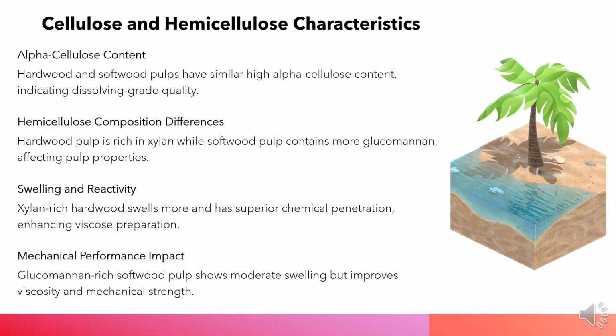Xylan-rich hardwood tends to swell more readily and allows easier chemical penetration, giving it superior reactivity during steeping and xanthation steps. In contrast, glucomannan-rich softwood pulp shows moderate swelling but contributes to higher DP values, influencing viscosity and mechanical performance. These compositional variations must be considered to optimize process parameters for dissolution, filtration, and spinning.